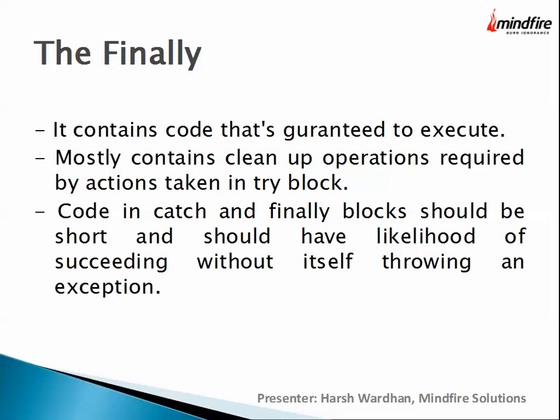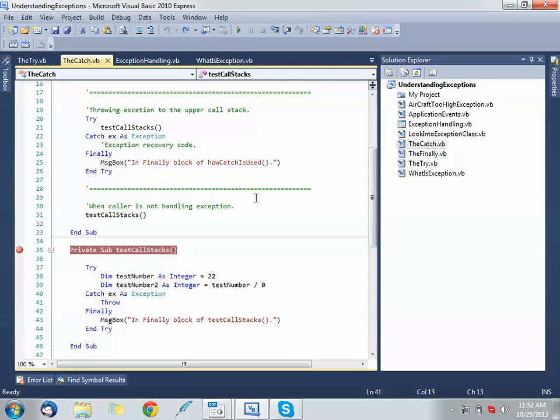It should have a high likelihood of succeeding without itself throwing an exception. So you have your code in the try block and you catch it, or in the finally block you don't want your finally block to throw an exception instead. However, we use the inner exception concept in case we get an exception in the catch or the finally block. So just a quick look at the finally block as well.